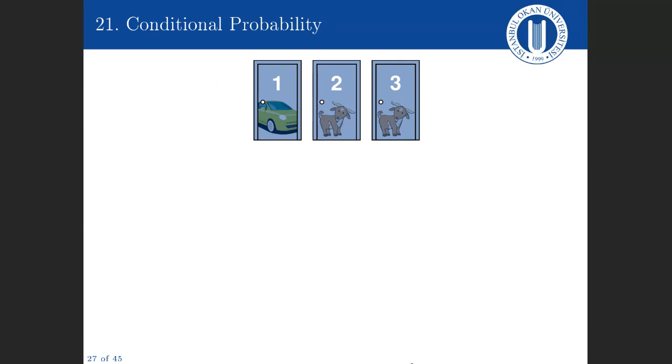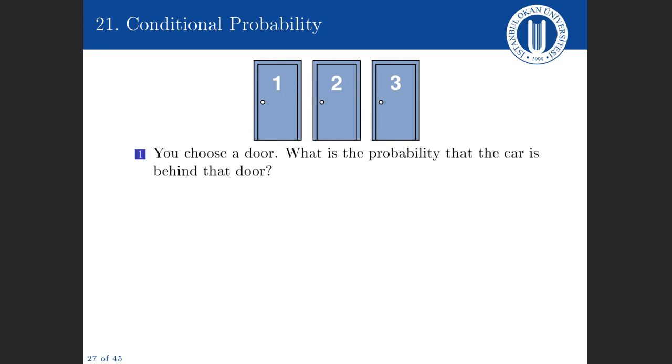The situation might look like this. The car is behind door number one and goats are behind two and three. Or maybe the car is behind door number two. Or maybe the car is behind door number three. You don't know where the car is. You're going to choose a door. What is the probability that the car is behind the door that you choose? That's easy, right? There's three doors. The car's behind one of the doors. So the probability that the car is behind the door that you choose must be 1/3.